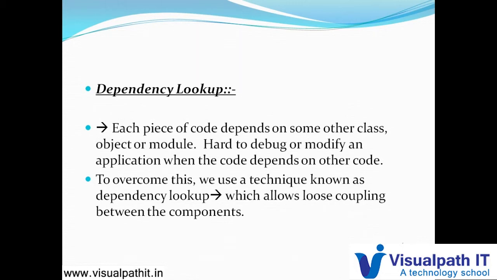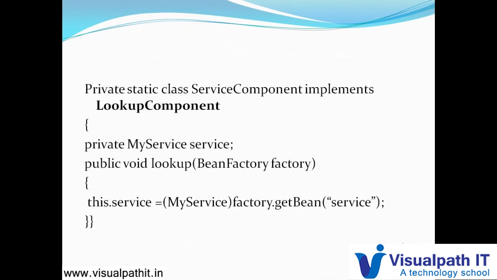So, there is enabling of loose coupling. That is very, very important. So, what is done for this? We have the implementation of the lookup component interface here. The lookup component interface will in turn have a lookup method having the bean factory argument, where the service component implements this lookup component. That is very important.